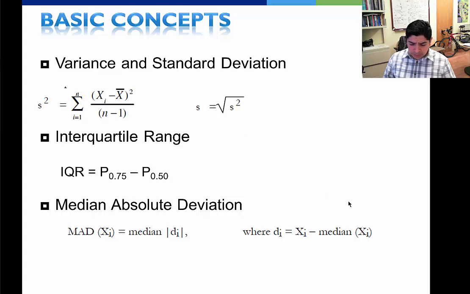And then we have some measures for spread, how the data spread out. One measure that we usually use is the variance and the standard deviation. The interquartile range: basically you obtain the 75th percentile minus the 25th percentile, and then you obtain the interquartile range. And the median absolute deviation.